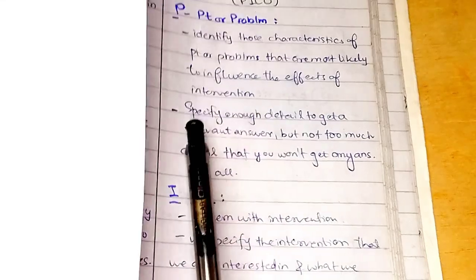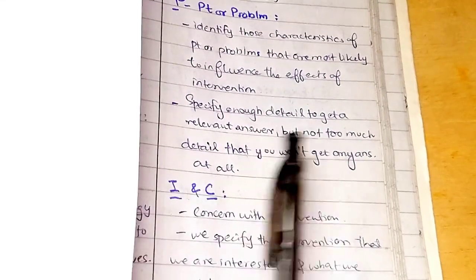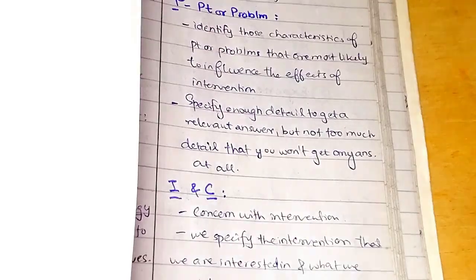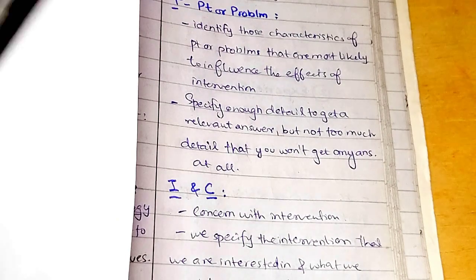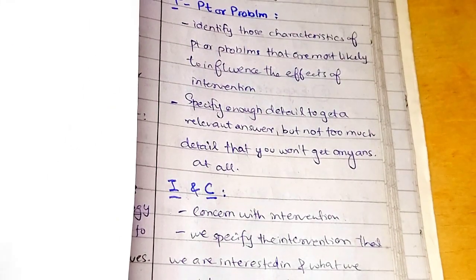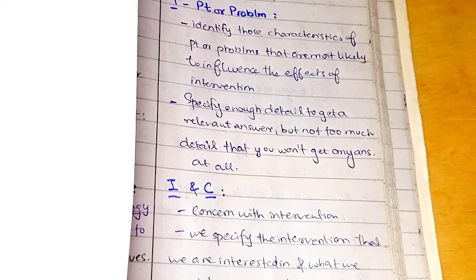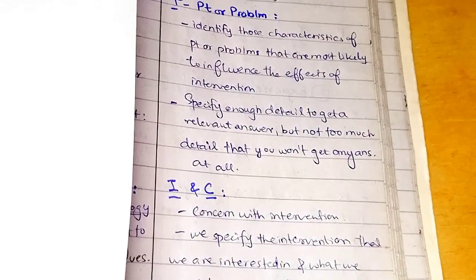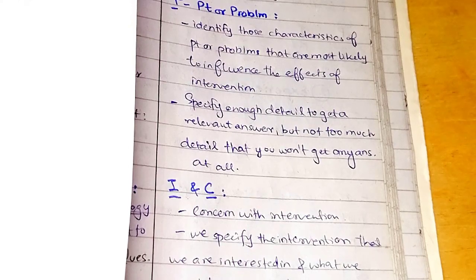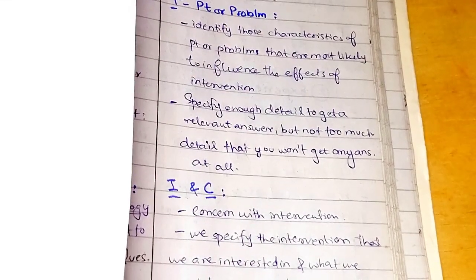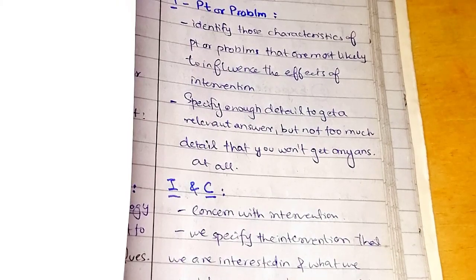Then the second point is to specify enough detail to get a relevant answer, but not so much detail that you won't get any answer at all. This point is telling you, for example, if you are searching for evidence related to the condition of the patient, and you specify too much about the patient's condition, this is going to shortlist your evidence to such a small number that you won't be able to get any answer to that condition. But if you specify it enough to get a relevant answer, there are high chances that you would be able to find the best evidence for your question.